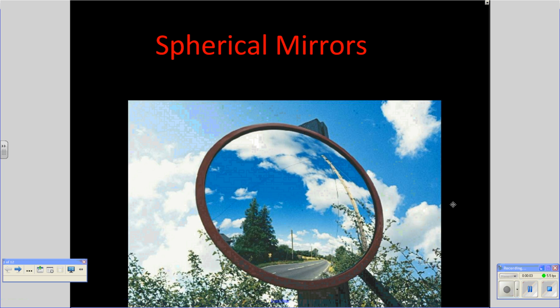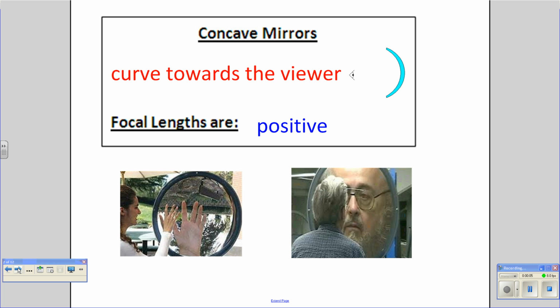In this video, we're going to be looking at spherical mirrors. Spherical mirrors are mirrors that curve. They curve either towards or away from you. Concave mirrors are mirrors that curve towards you. So if this is your eye, then they curve towards you.